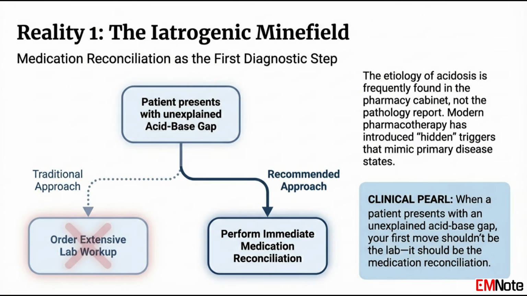Okay, so let's get into the diagnostic workup. You have a patient, there's an unexplained acid-base gap. Standard procedure, I think, for many, is to go order more labs. Is that really the first move? It shouldn't be. The very first move, before anything else, is medication reconciliation. So you're saying the answer is often found right in the pharmacy cabinet? Frequently, yes. It's an iatrogenic minefield. We often go hunting for some exotic primary malady, but the cause is right there on the med list.